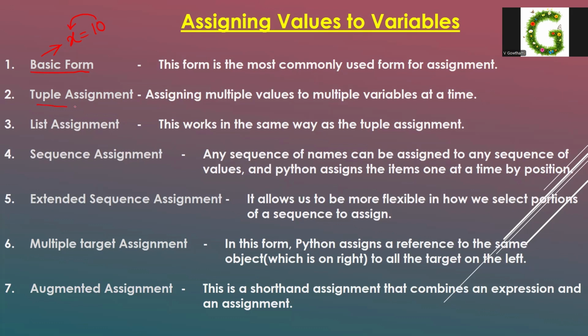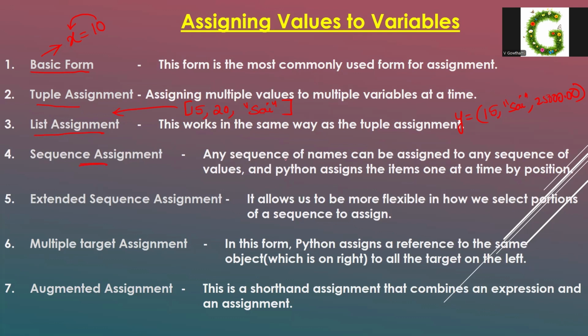Coming to the next method, tuple assignment. In order to store multiple values, something like 15, Sai, 25,000, under one variable, we use a tuple representation, that is, rounded brackets, and store it in one variable. This is called a tuple assignment. And list assignment: storing multiple values under one variable using list representation is known as a list assignment.